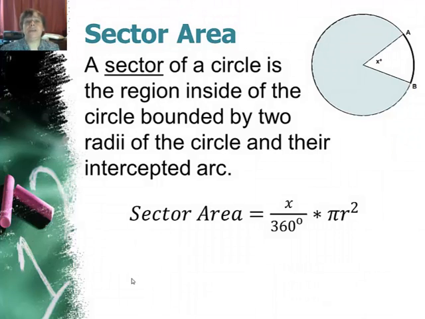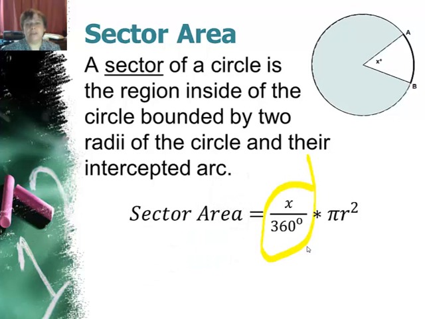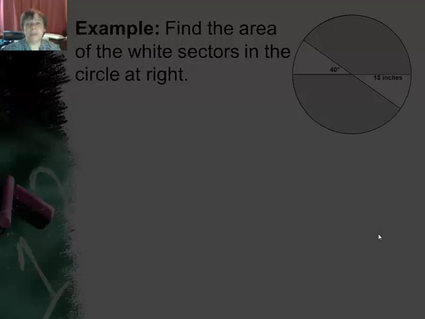Now, sector area is very similar. We are looking at the region bounded by two radii and the intercepted arc here. It looks just like the formula that we had before. We still have the same fraction, x over 360. The only difference is now we're using area, so we're using the area formula for a circle, pi r squared.